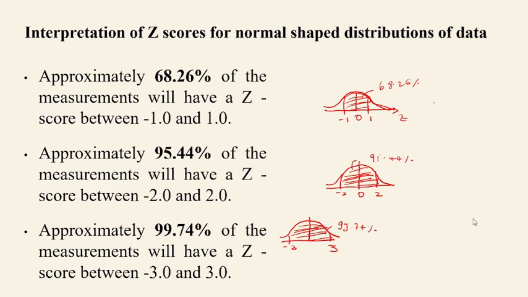Now, writing these in probability terms: the probability of -1 less than or equal to Z less than or equal to 1 is 68.26%. The probability of -2 less than or equal to Z less than or equal to 2 is equal to 95.44%. The probability of -3 less than or equal to Z less than or equal to 3 is equal to 99.74%.